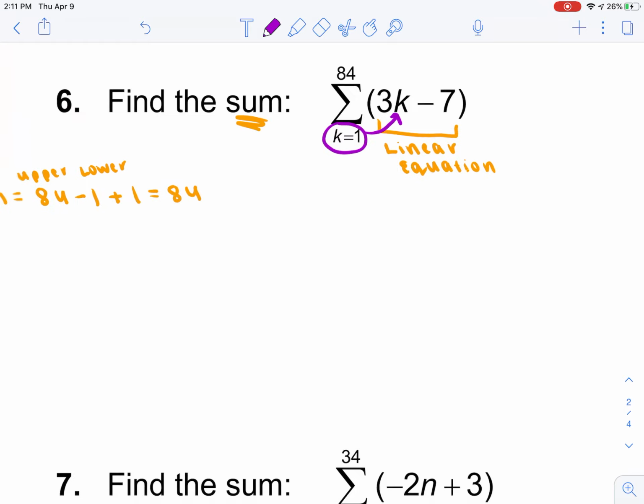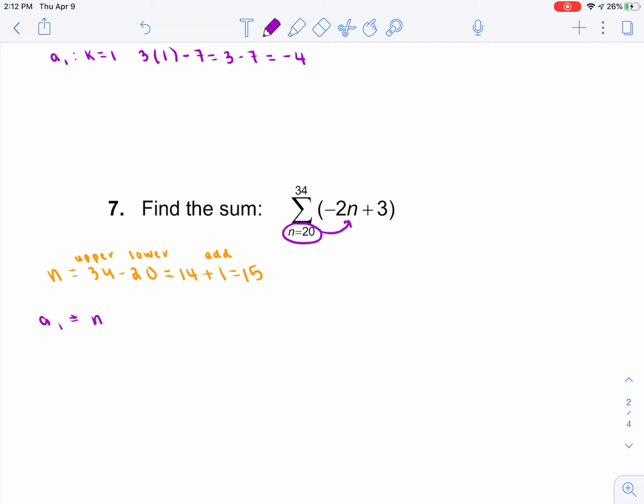Same thing with this one down here. To find your a sub 1 term, it's really going to be when n equals 20. And that would be the -2 times the 20 plus the 3, or the -60 plus the 3, the -57.